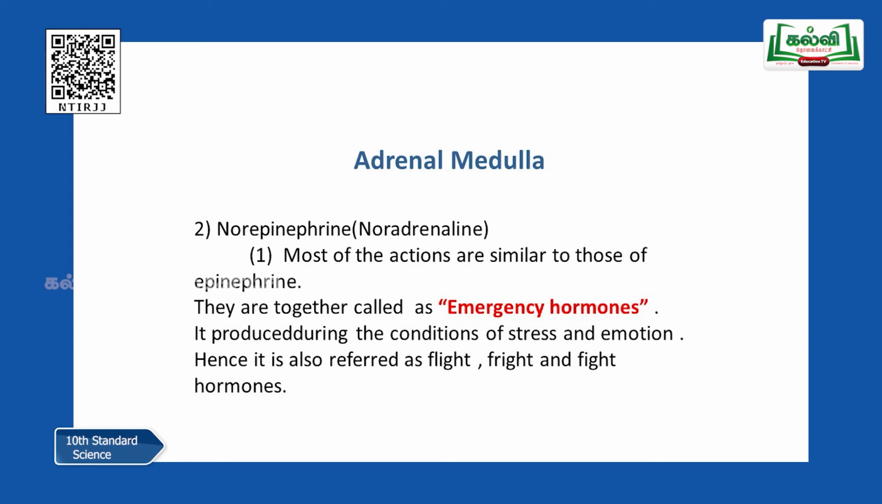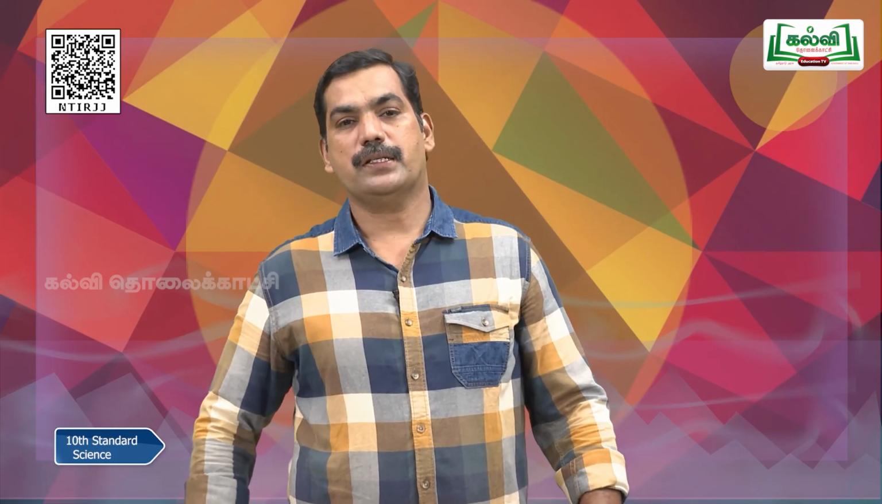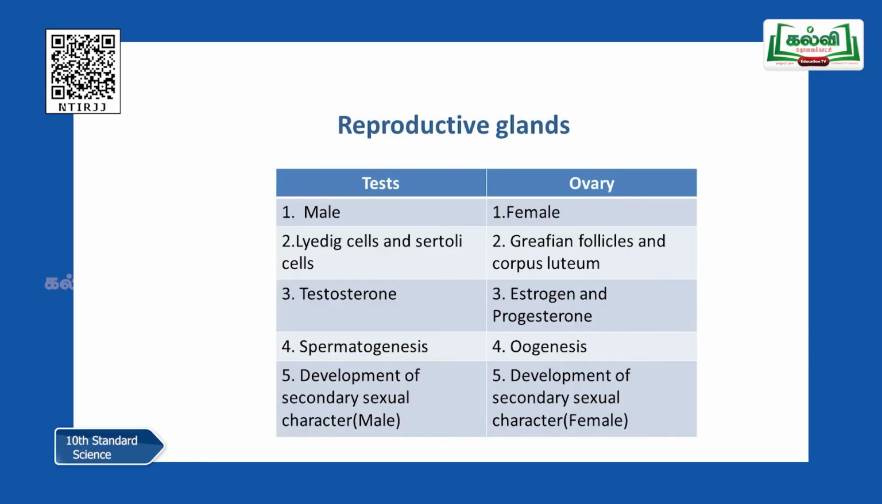Okay, that is norepinephrine. Now, the next glands are called gonads. Gonads means reproductive glands. The human race keeps growing, just like the universe extending. The human population is very fast growing nowadays, and the entire world is filled with humans. That is because of the reproductive glands.